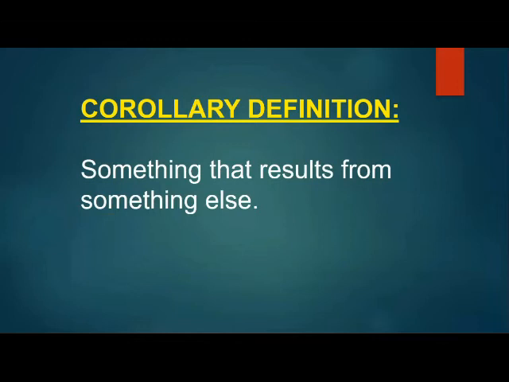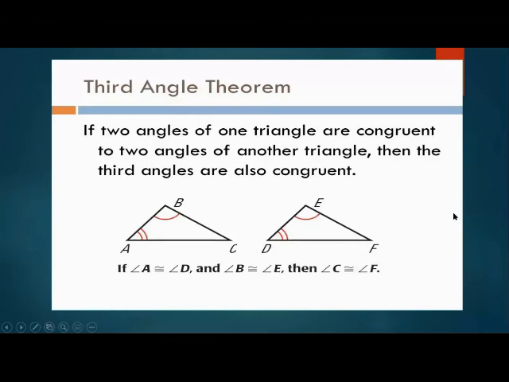Before starting the proof, let me clarify some of the definitions. First is the corollary definition. So what does it mean by corollary? Something that results from something else. What does it mean? It means that whenever there is a prior fact which has been established, we can prove multiple things out of this fact. So proving or resultant of these facts can be called the corollary.